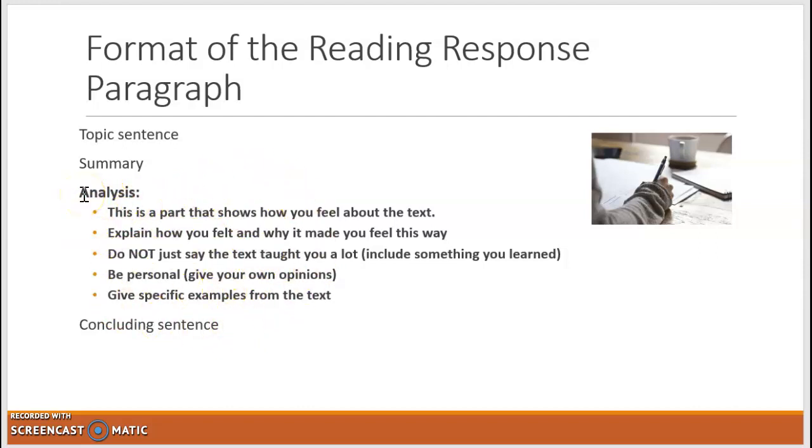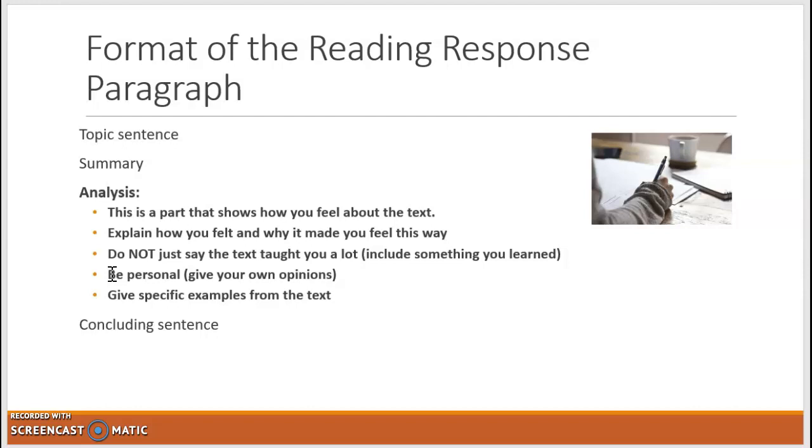You may use your I because this is your idea about the reading. So in the analysis, you will show your reader how you feel about the text. You will respond to the main question, to the prompt question that asked you about the reading. Do not just say that you learned something, right? Include that something that you learned. Describe it in detail. And be very personal. Like I said, use that I because it's now your response.